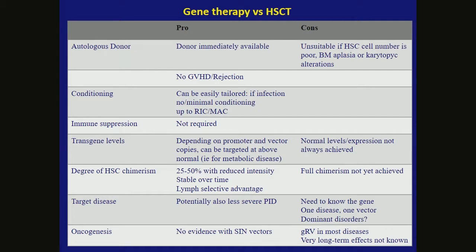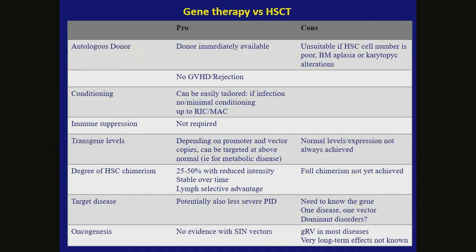Of course, in some cases, the autologous stem cells may not be fit for the modification. There are some diseases, as you know, in which there is bone marrow aplasia, myelodysplasia. For example, there is an ongoing effort by Spain for Fanconi anemia, but the other critical parameter is really the number of stem cells, which are poor. And of course, you don't want to have too many karyotypic alterations or genetic modifications which may increase the risk. The other advantage is that you don't have graft versus host disease, no rejection.